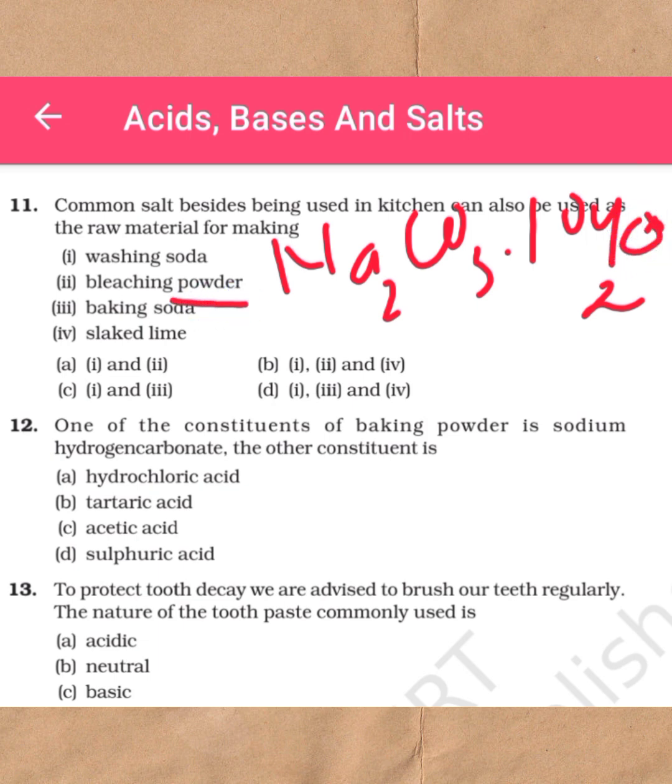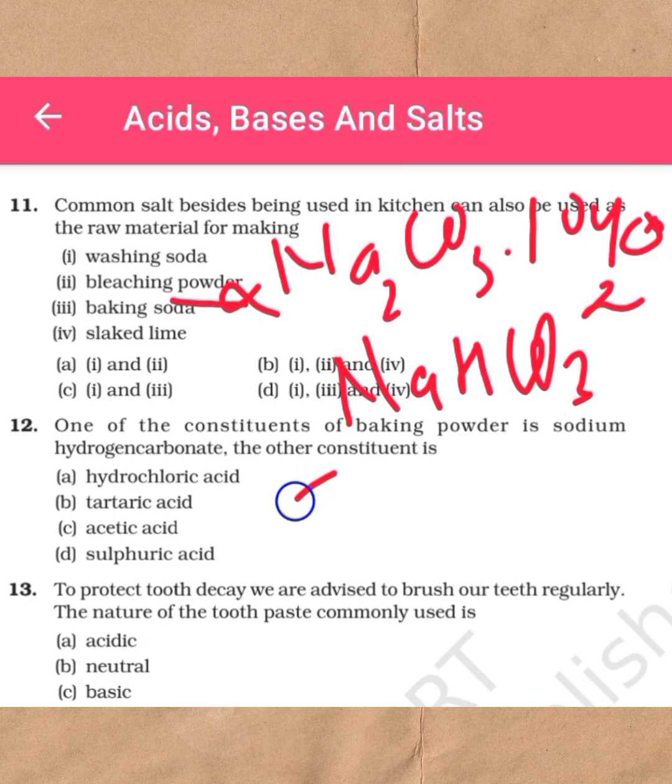Bleaching powder is not used in the kitchen. It is used as an industrial product in dyeing or in the oxidation of other substances. Baking soda is used in the kitchen, that is NaHCO3. Slaked lime is Ca(OH)2.